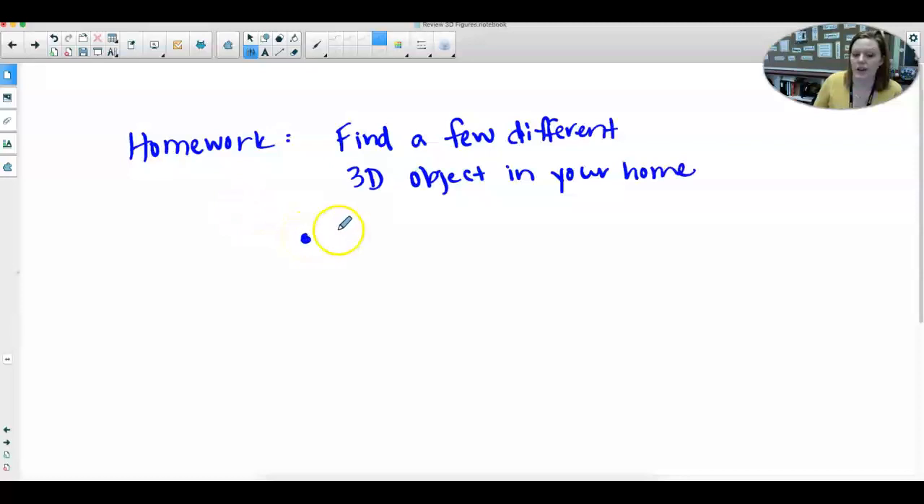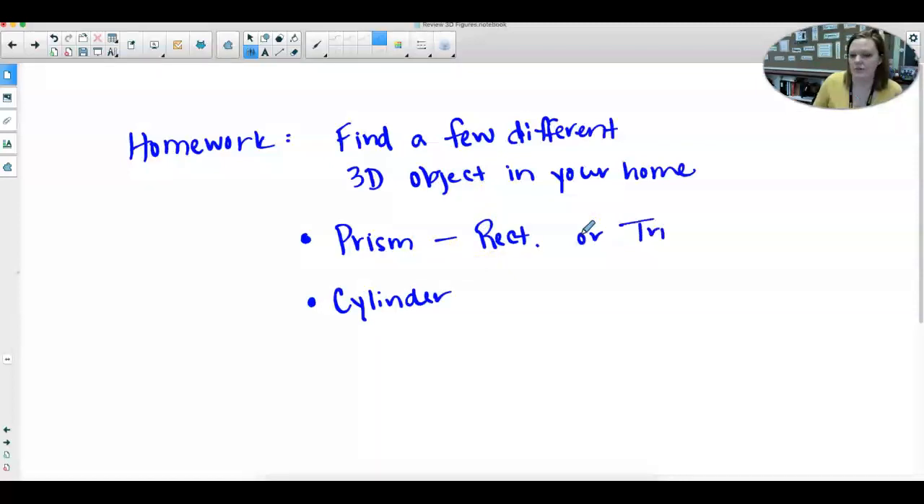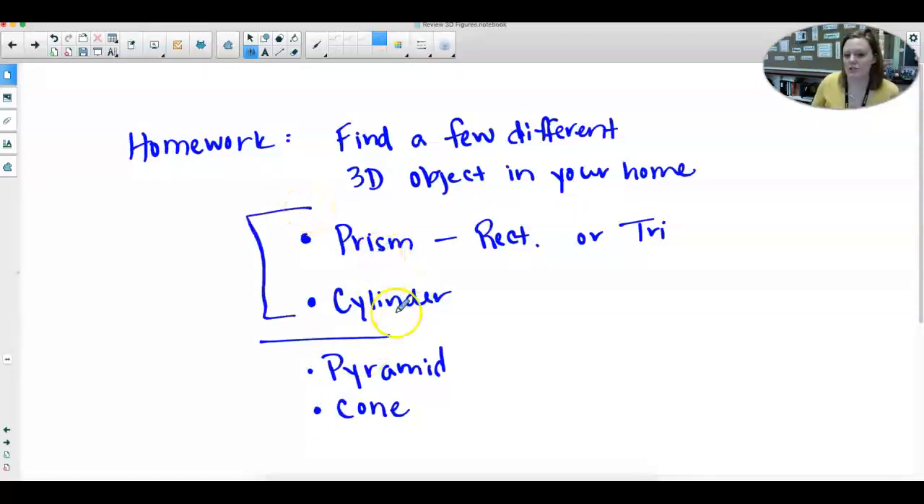I want you to try to find a prism and a cylinder. I don't care what kind of prism you find, whether it's a rectangular prism or a triangular prism. It will probably be easier to find a rectangular prism, and then find a cylinder. If you can find the other items, great, but you don't have to. Maybe you can find a pyramid. Maybe you can find a cone. But the two that I want you to find are these two, the prism and the cylinder.